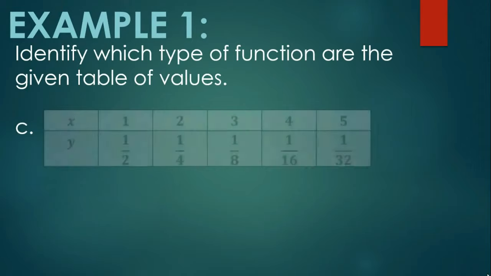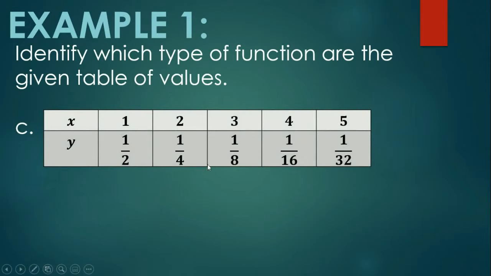For item C, we have this table of values. So, as you can see, doon sa x values natin, consecutive numbers, 1, 2, 3, 4, 5, meaning we can use the shortcut method. So, by observing, mahihirapan tayong i-identify yung kanilang first differences, second differences kasi they are the similar functions.